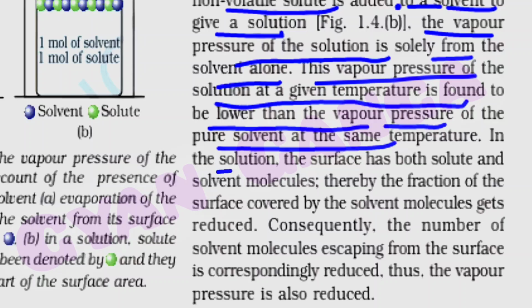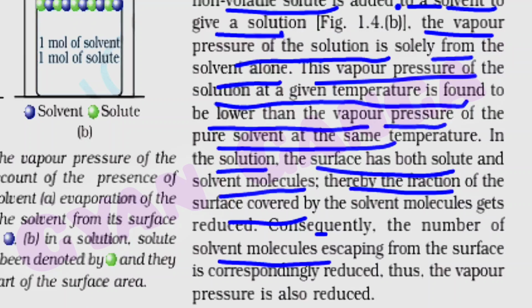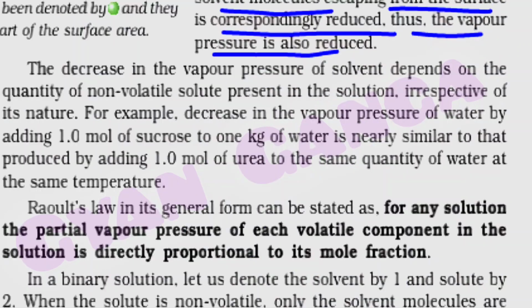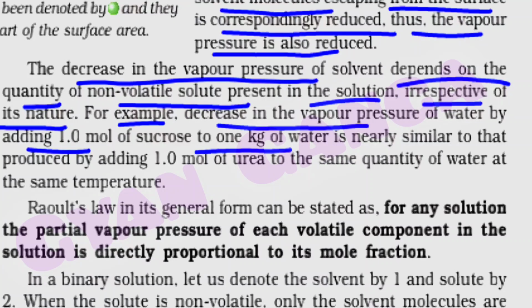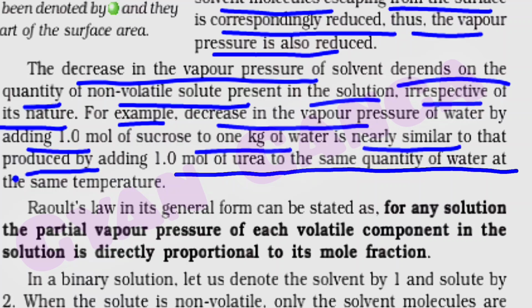In the solution, the surface has both solute and solvent molecules, thereby the fraction of the surface covered by the solvent molecules gets reduced. Consequently, the number of solvent molecules escaping from the surface has a corresponding reduction. Thus, the vapor pressure is also reduced. The decrease in vapor pressure of a solvent depends on the quantity of non-volatile solute present in the solution, irrespective of its nature. For example, the decrease in the vapor pressure of water by adding 1 mole of sucrose to 1 kg of water is nearly similar to that produced by adding 1 mole of urea to the same quantity of water at the same temperature.